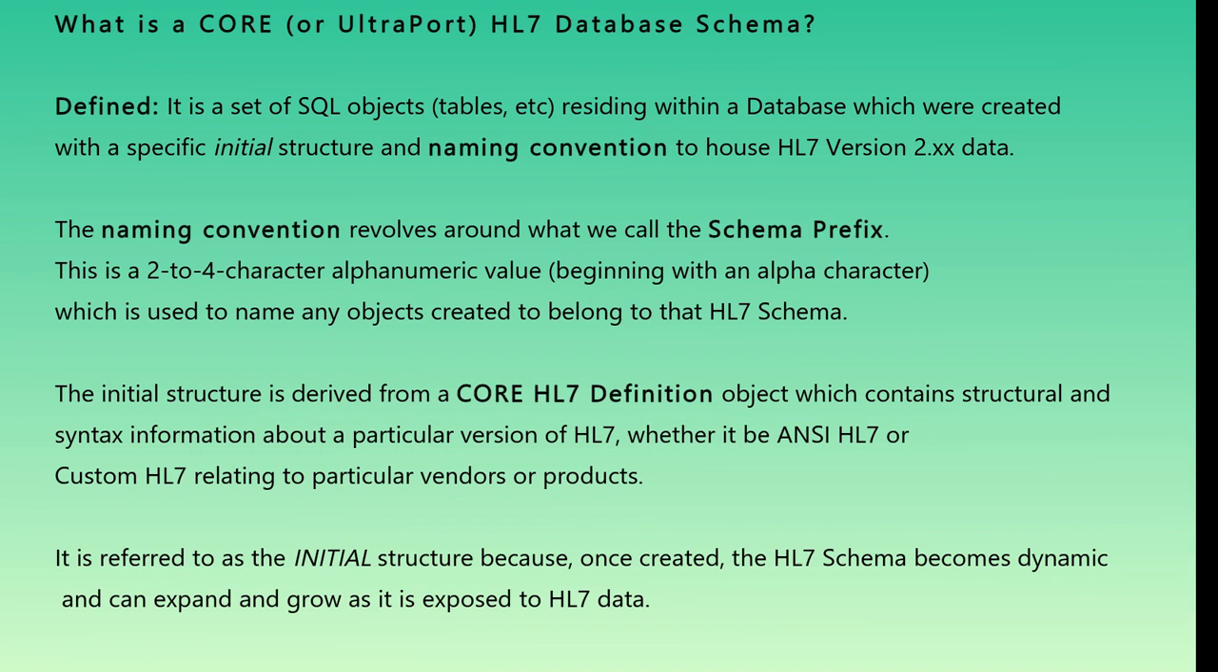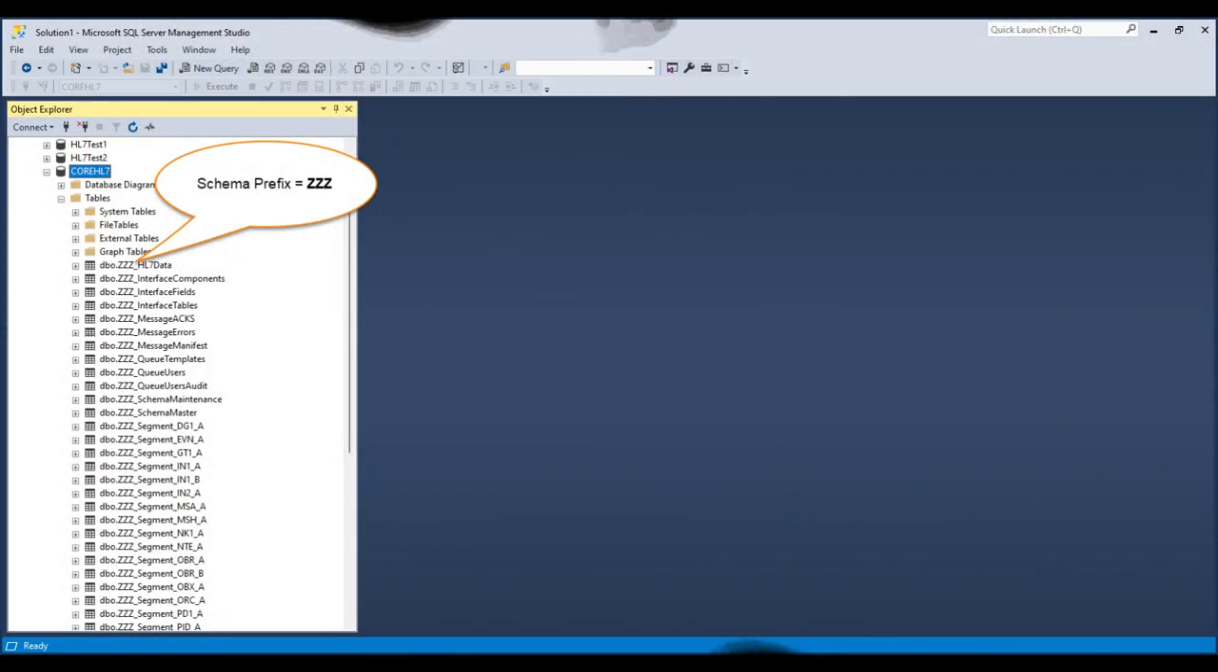Today we will be talking about what makes up a core HL7 database schema. Simply put, it is a set of database objects, tables, indexes etc. which are part of a Microsoft SQL Server database. All objects are created with a very specific initial structure and naming convention. The naming convention revolves around what we call the schema prefix.